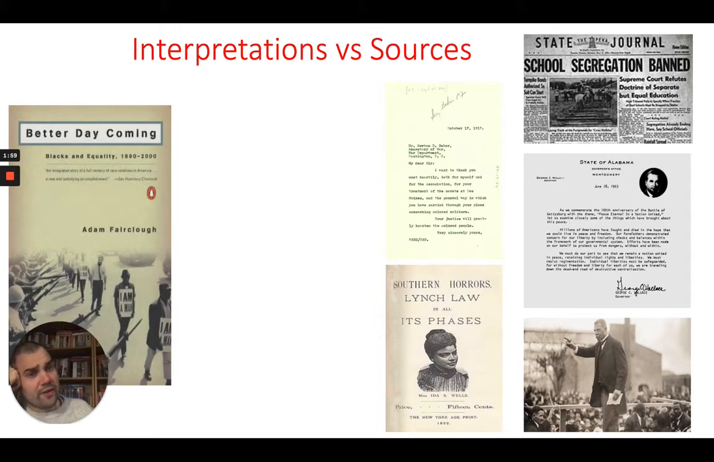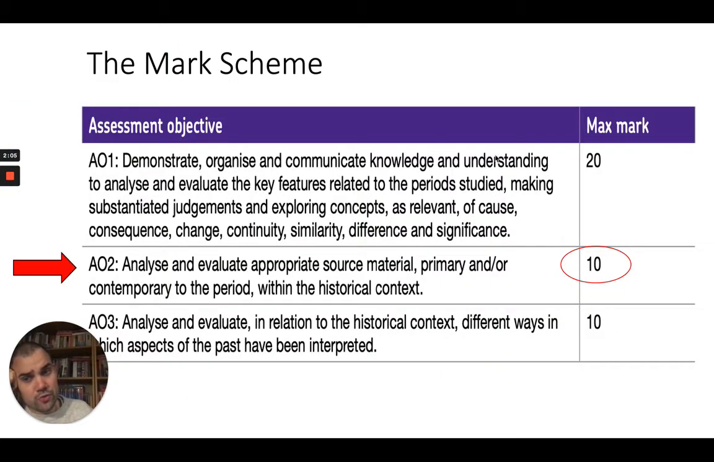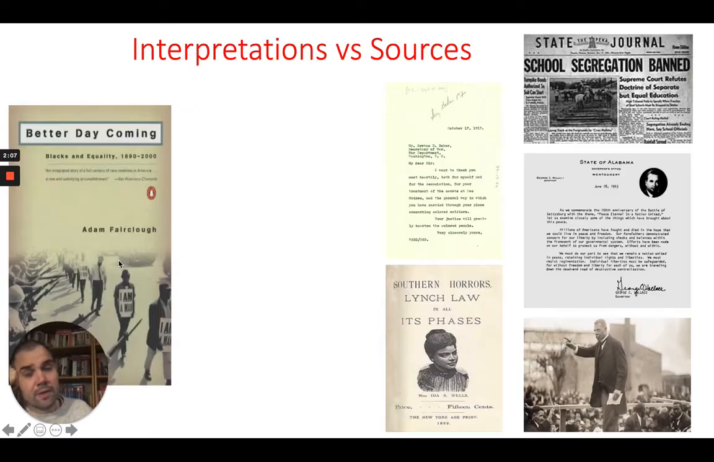Now, just one quick thing. I know I probably bang on about this a lot, but the difference between interpretations and sources. So we're just going to be talking about the sources, the AO2 part today. Now, remember, in history, there is a big difference between interpretations and sources. Sources are trace elements of the past that historians use to construct an account of what actually happened. So they're the raw material that history is built on. Without sources, history wouldn't exist.